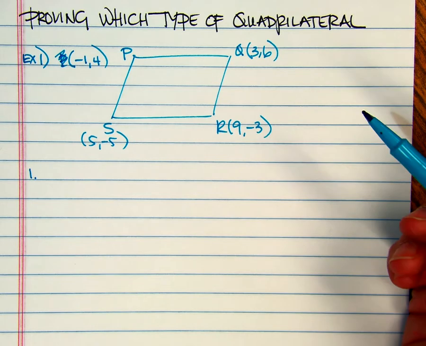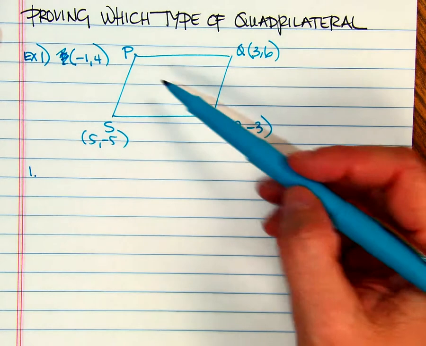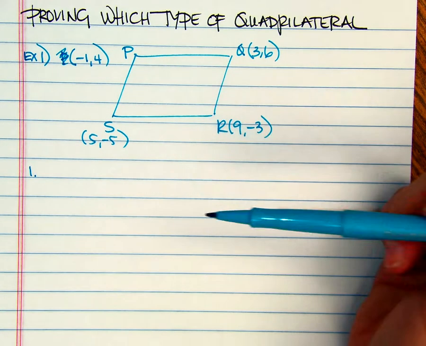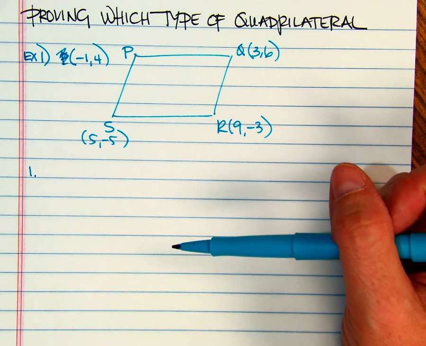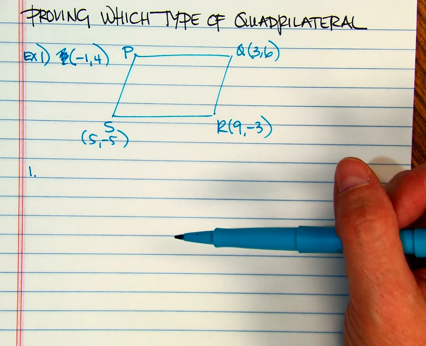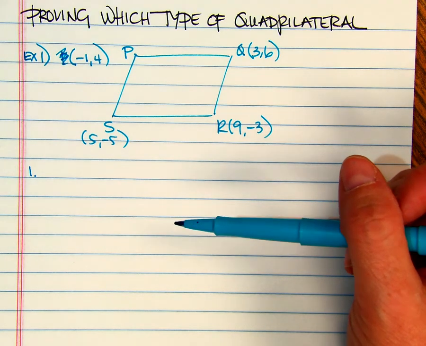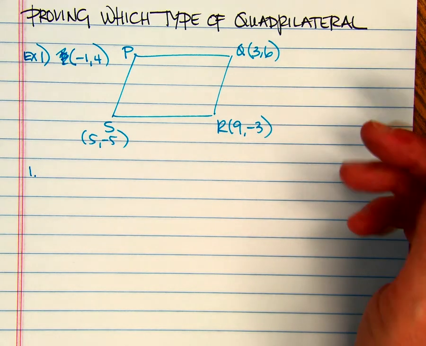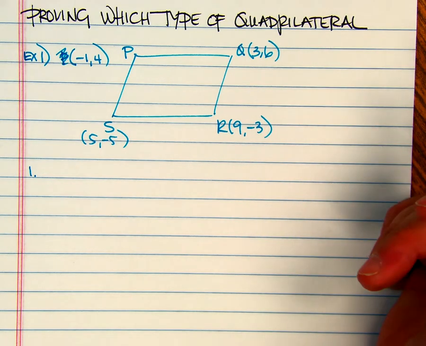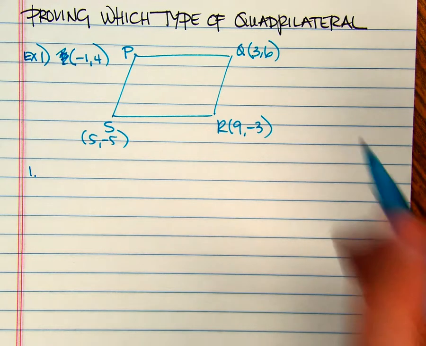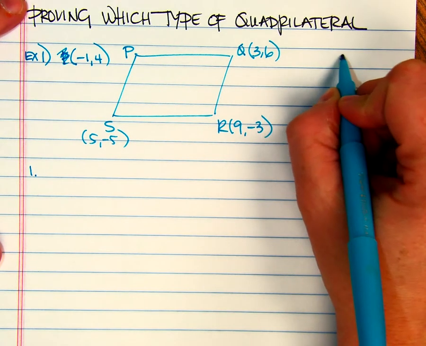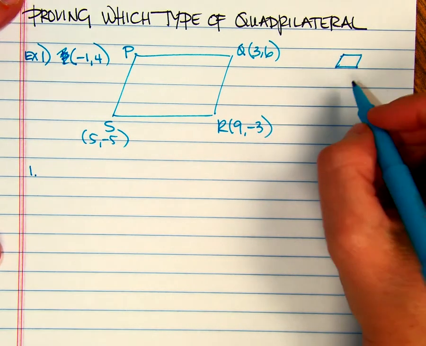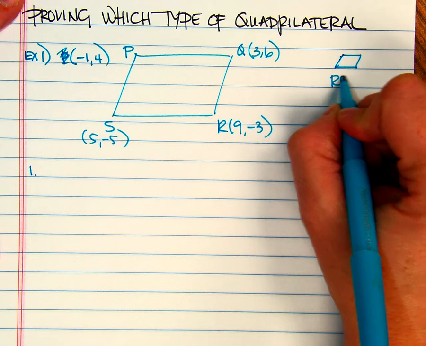So you could start with showing that it's a parallelogram. You could start with, hey, is this a rectangle? Or you could start with, hey, is this a square or a rhombus? I like to start with the most specific and then go backwards, okay? So I'm going to make a little chart over here just so I can rule things in and rule things out.